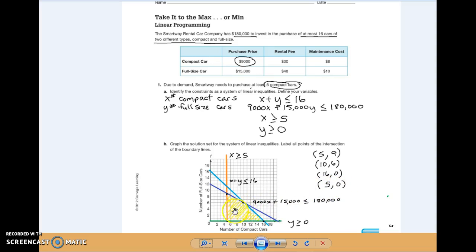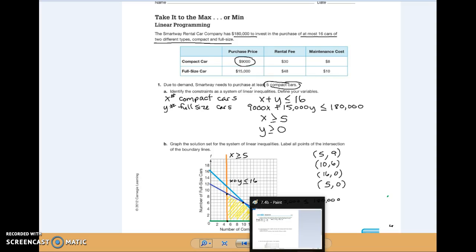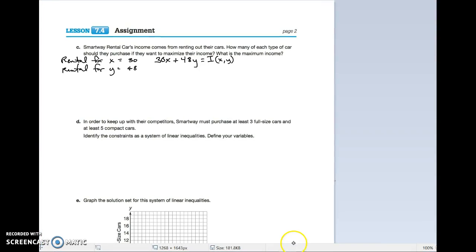There's a bunch of others that meet the constraints as well, but they're not going to give us the best options. And you'll see what I mean in just a minute. So now we're going to take the 5 and the 9, and that's an x and a y, and we're going to plug it in for the x and y in our new equation, because now we're going to figure out how much money we make. How much money will we make if we have 5 compact cars and 9 full-size cars? So let's do that. So we're going to write I of 5, 9.